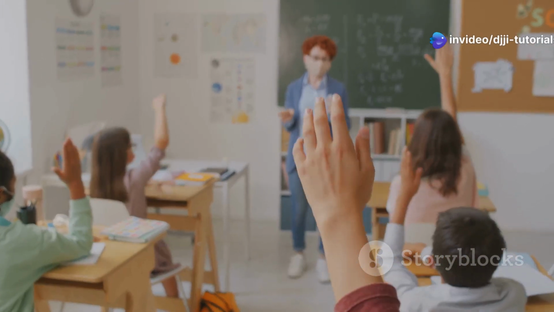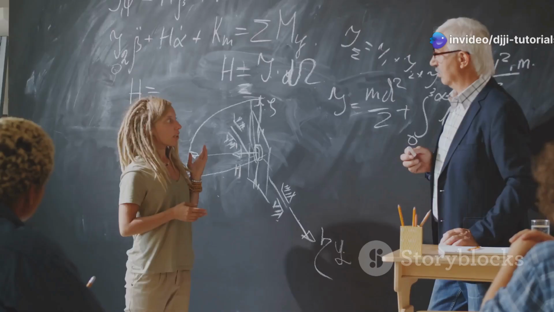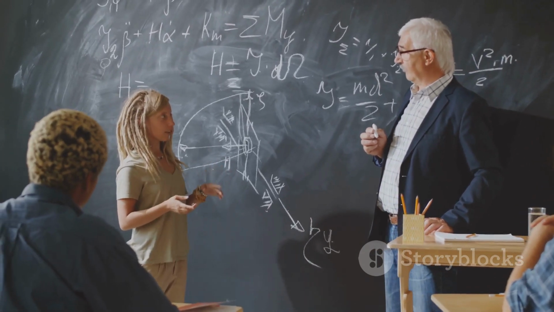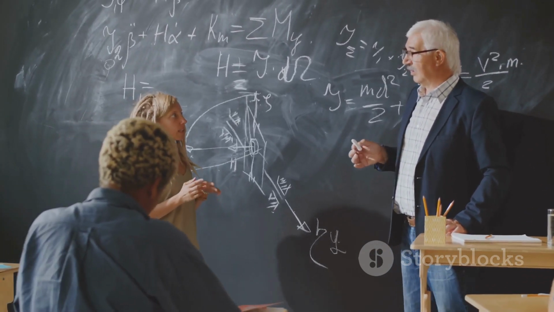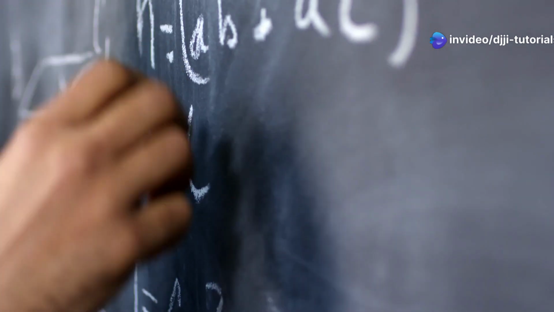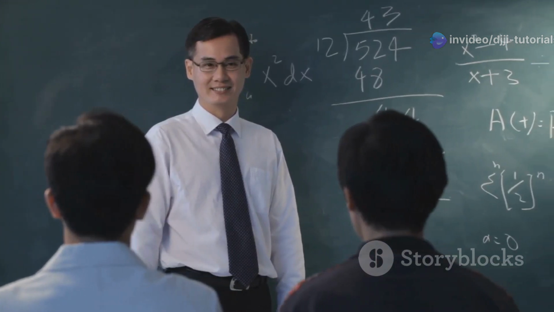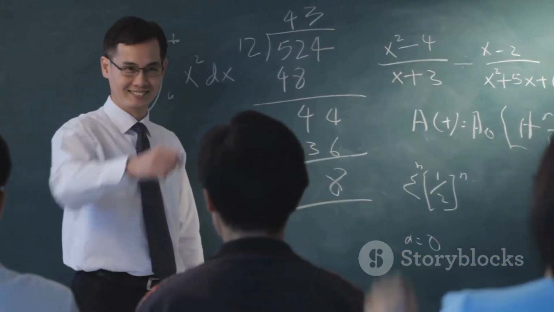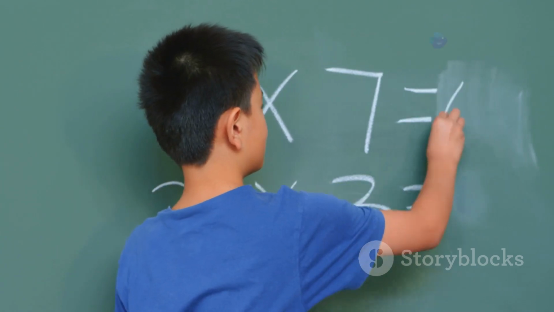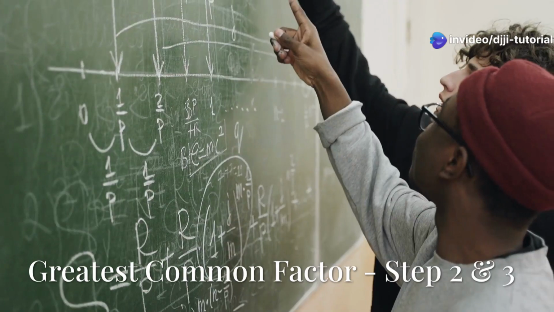Chapter 2. Least common multiple and greatest common factor. How do you find the greatest common factor? To find the greatest common factor, or GCF, of two or more numbers, follow these steps. Step 1. List the factors. Write down all the factors of each number. A factor is a whole number that can be divided evenly into another number. For example, for 12, the factors are 1, 2, 3, 4, 6, and 12. For 18, the factors are 1, 2, 3, 6, 9, and 18.